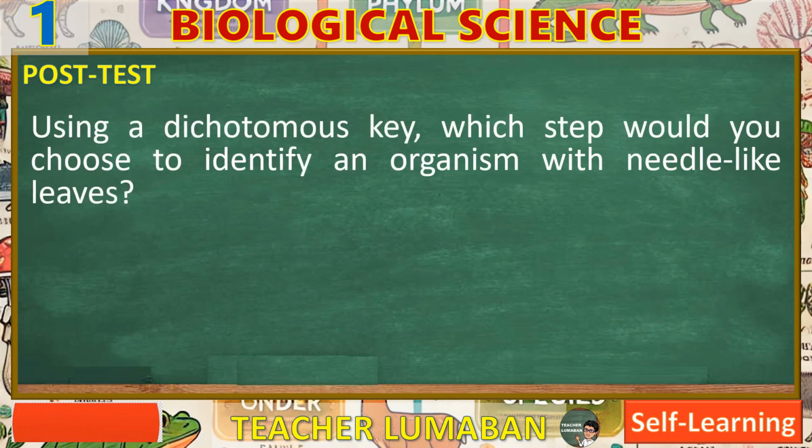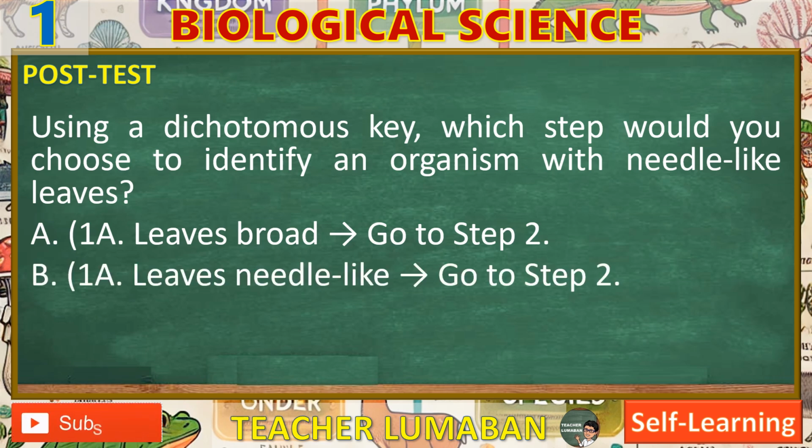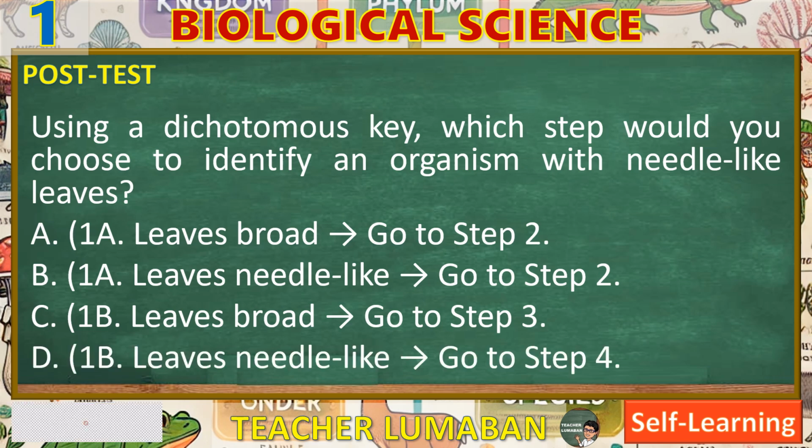Using a dichotomous key, which step would you choose to identify an organism with needle-like leaves? A. 1a leaves broad, go to step 2. B. 1a leaves needle-like, go to step 2. C. 1b leaves broad, go to step 3. D. 1b leaves needle-like, go to step 4.